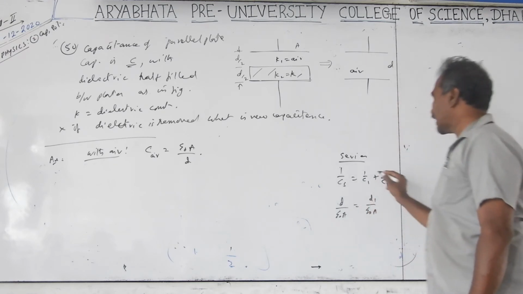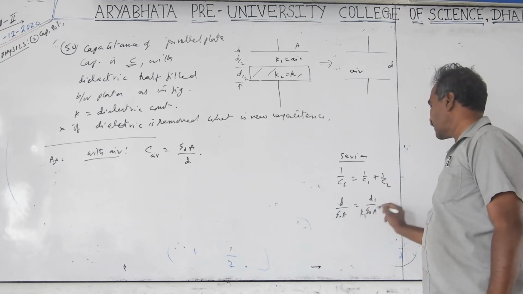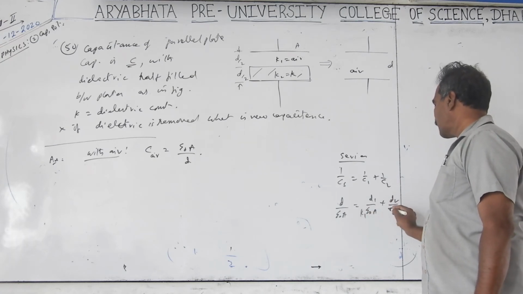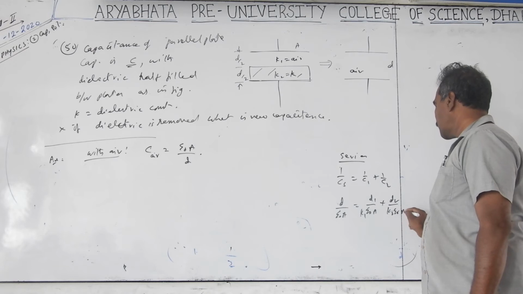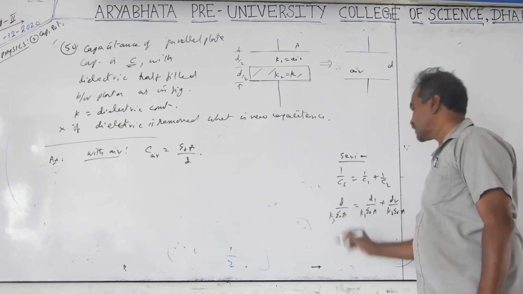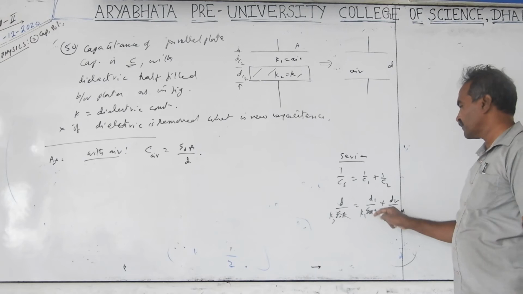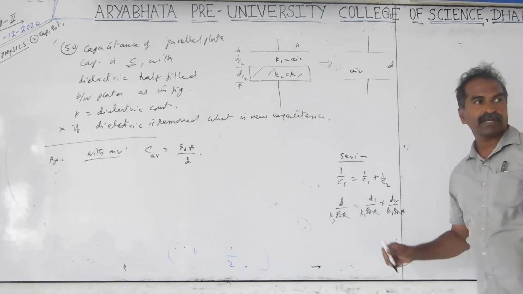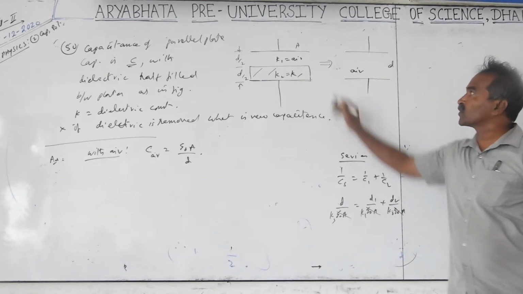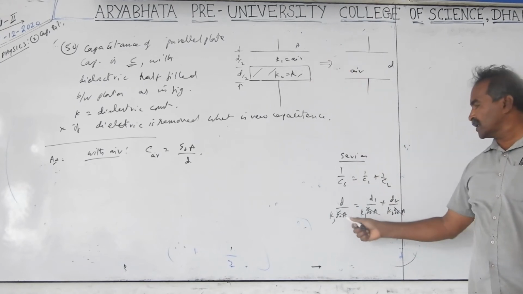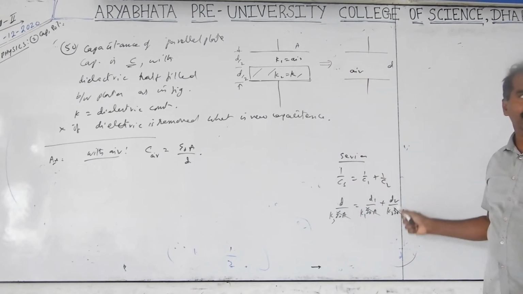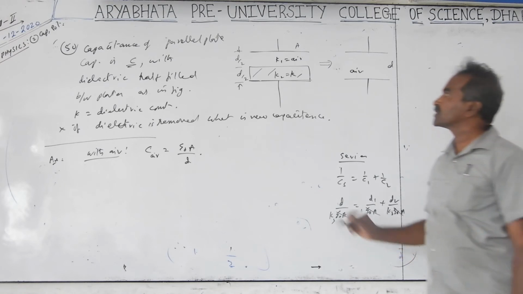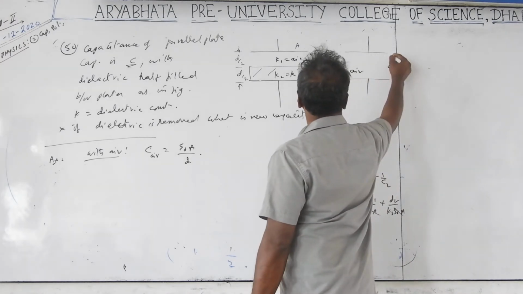So we replace this with D1 by K1 plus D2 by K2, times epsilon naught A. This is the resultant K series we have to take. Common terms cancel, so what is left is D by K series, where D is the total separation, equals D1 by K1 plus D2 by K2 for the series combination.